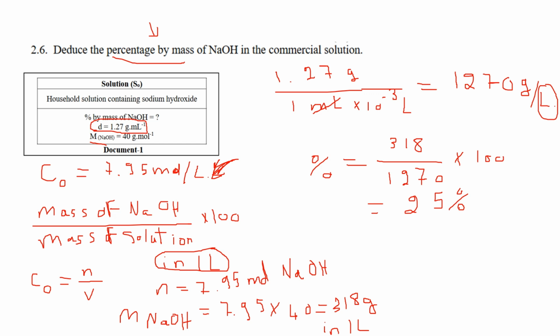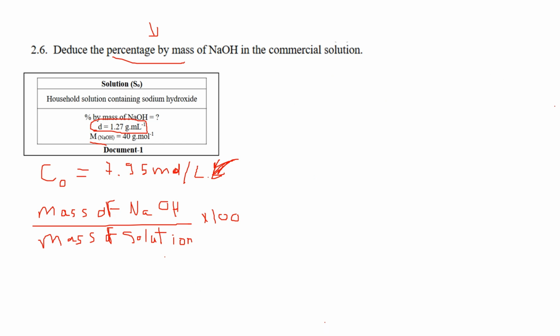Now, the second method is using the formulas. I know some students understand more or can work better with formulas, so I presented it also for you and we'll obtain the same answer. So the mass of NaOH divided by the mass of the solution. The mass of NaOH is equal to the number of moles of NaOH multiplied by the molar mass of NaOH. And the mass of solution is basically equal to the density of the solution multiplied by the volume of the solution.